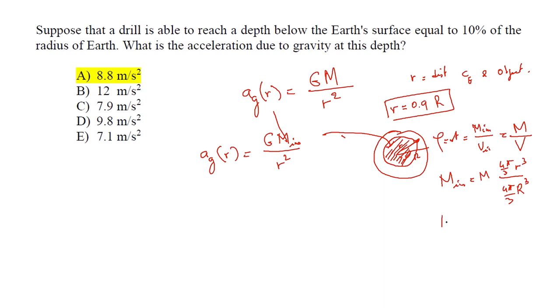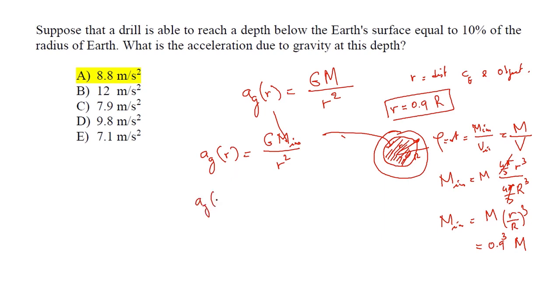In other words, mass inside is just the total mass of the Earth. Of course, I simplify by this, and I will have r divided by capital R cubed. So basically, it will give you 0.9 cubed multiplied by M.